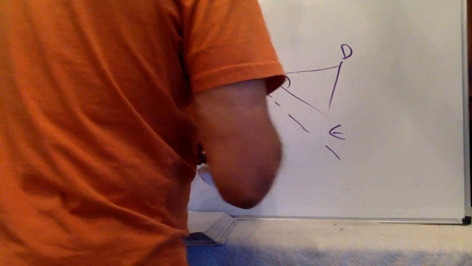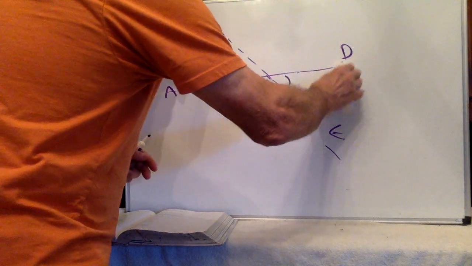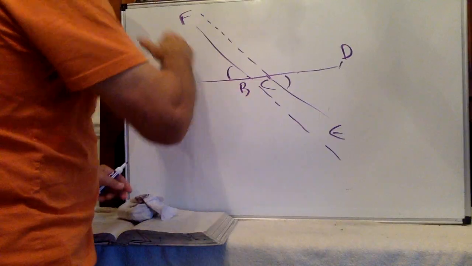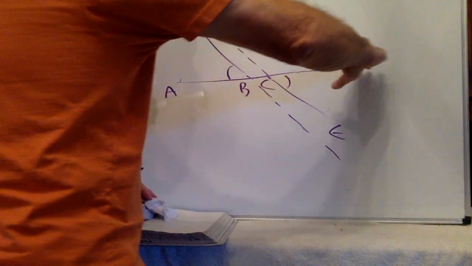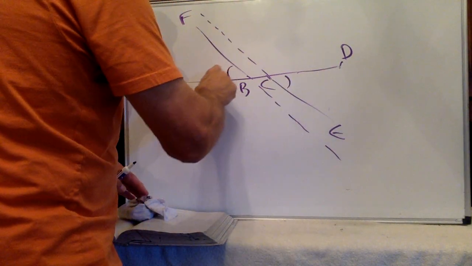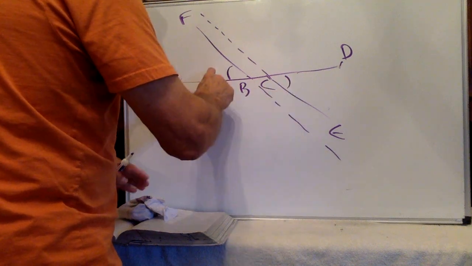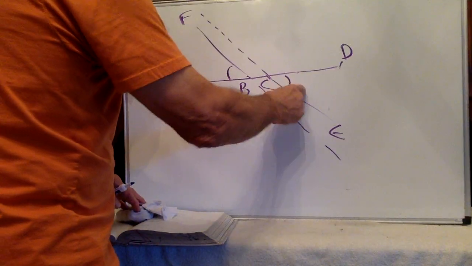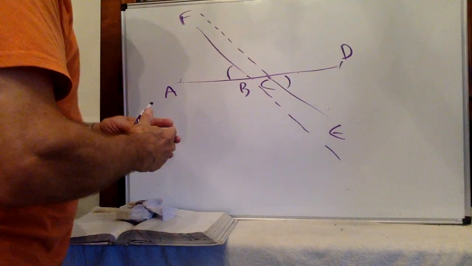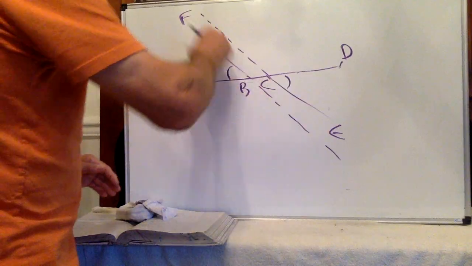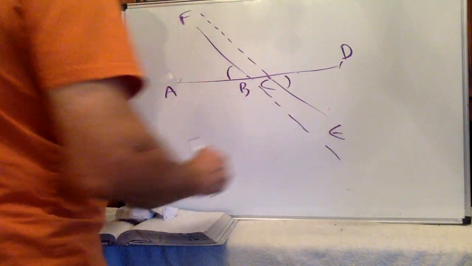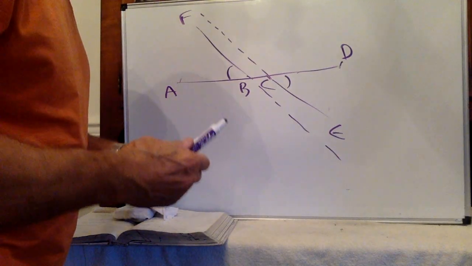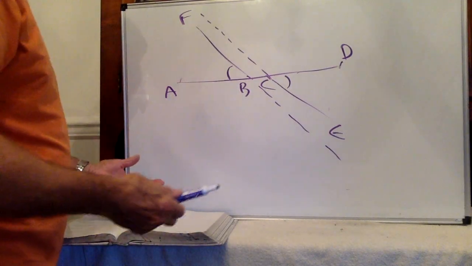Again, if you get rid of everything else, I now have two lines cut by a transversal. This is a pair of alternate exterior angles. They're on the outside of these two lines, on opposite sides of the transversal and not sharing a vertex, which tells me that these two lines are parallel. If a pair of alternate exterior angles are congruent, then the lines are parallel.